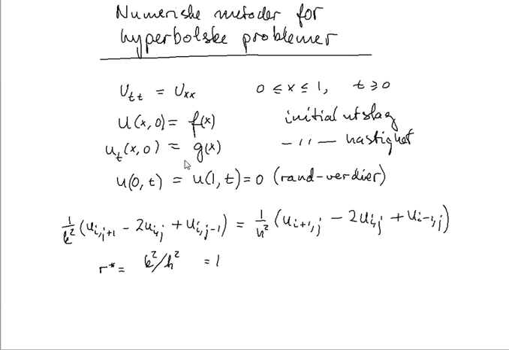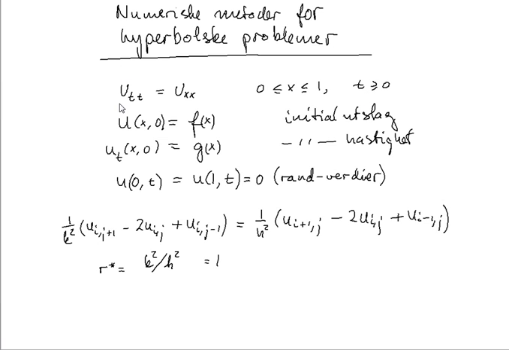Now turn to numerical methods for solving hyperbolic problems. We consider the following wave equation: u_tt equal to u_xx. So in this case, c is assumed to be equal to 1. It's a normalized wave equation. x is between 0 and 1, and t is, as usual, larger than or equal to 0.